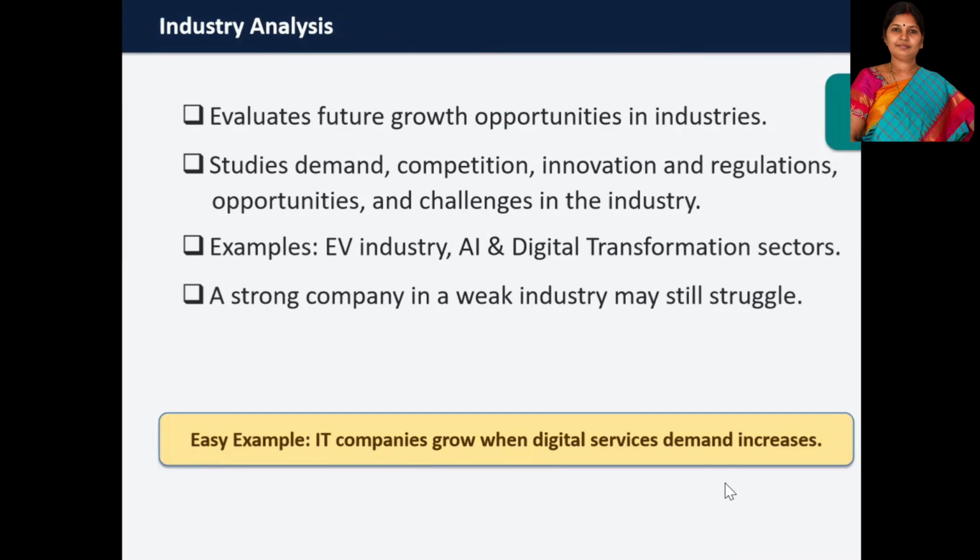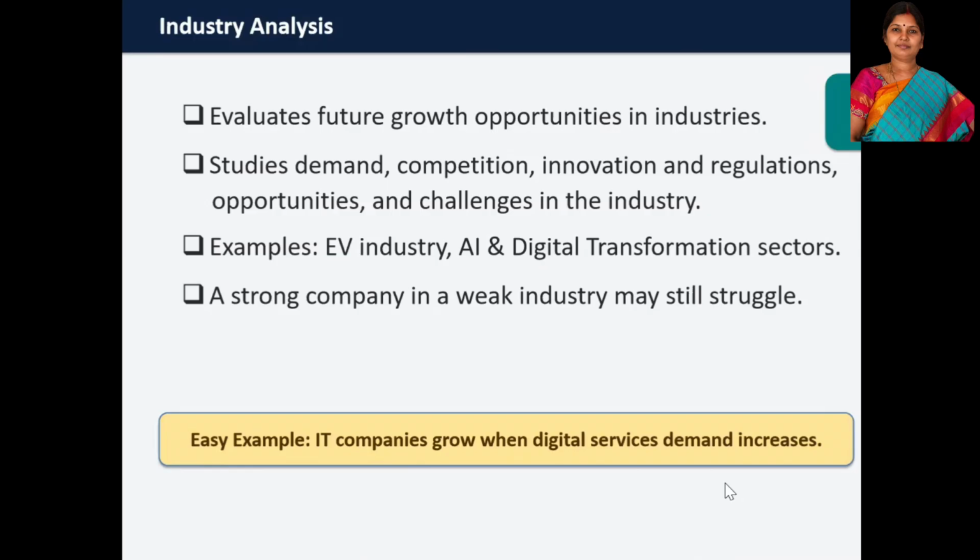This industry analysis will help us to study the demand, competition, innovation, and what the rules and regulations of government are on this particular industry, and what the opportunities and challenges of that industry are. Suppose you want to make investment in the petrochemical industry, so here you can check what the competition is, what the demand is, what the new rules and regulations are, and what opportunities and challenges are happening in that particular industry, right?